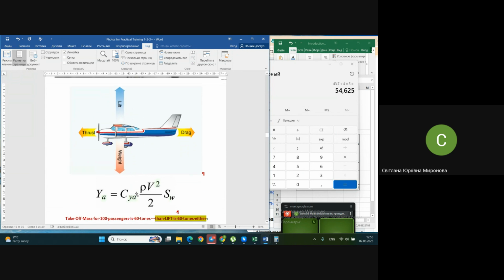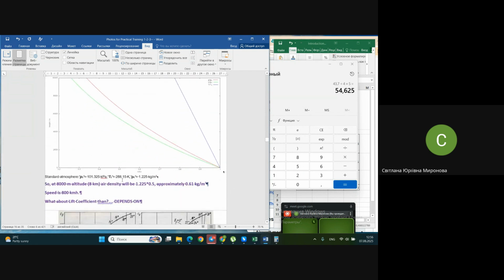One more parameter is density of air. What is the density of air? Find it in internet and you will see value. This one, 122.5 kilogram per meter square near the ground.